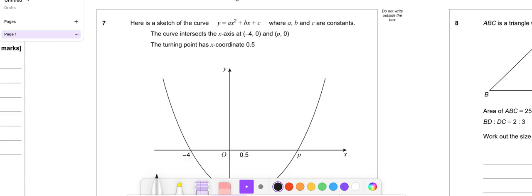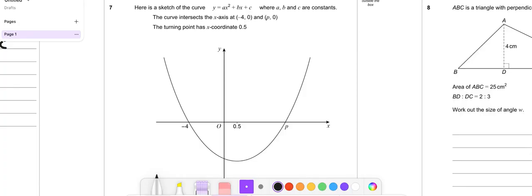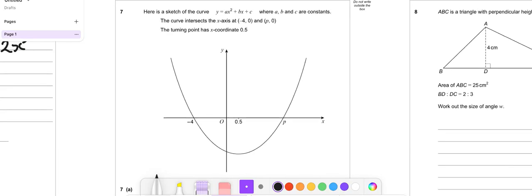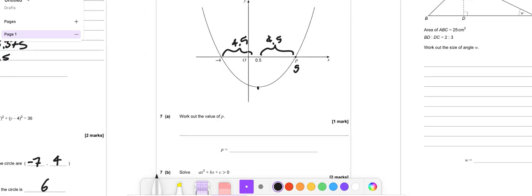Here's the sketch of the curve. Curve intersects. Turning point at x is 0.5. I think the easiest way to do this is to think of the symmetry of this. Now if you've got the turning point, then this one is just going to be at 4.5 bigger than this, so it's going to be at 5, and therefore that by symmetry must be 4.5 the other way. So the value of p is 5.